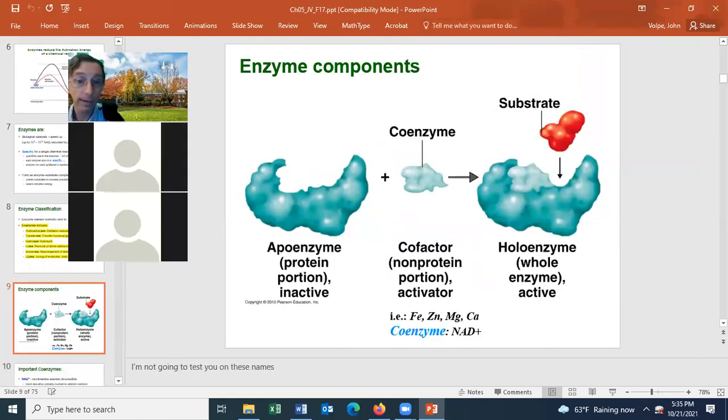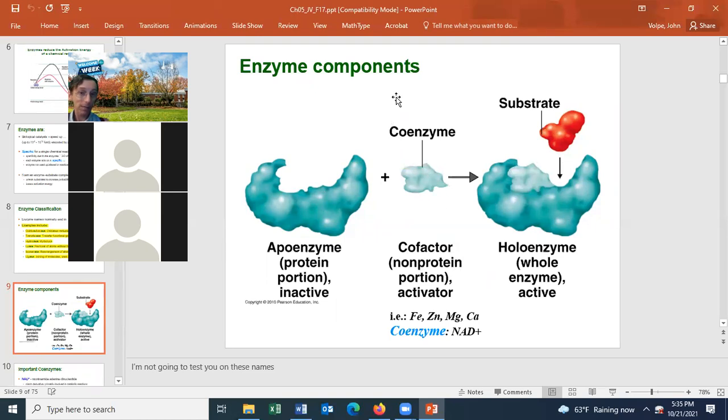You should know that enzymes do not work in a vacuum. Some enzymes require either a coenzyme or a cofactor, which helps out the enzyme. When the coenzyme or cofactor binds to the enzyme, it makes the complete enzyme, so that the complete enzyme can now bind to the substrate. You do not need to know the names apoenzyme or holoenzyme, but you should know coenzyme and cofactor.